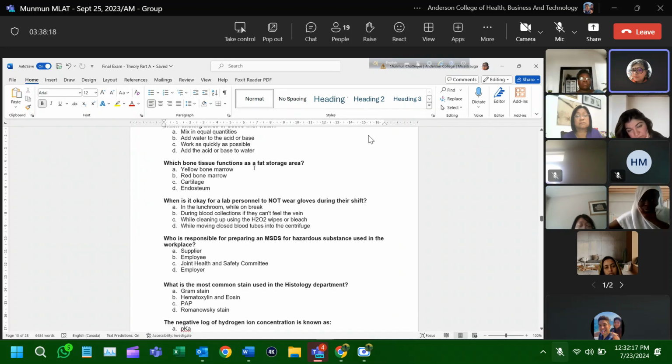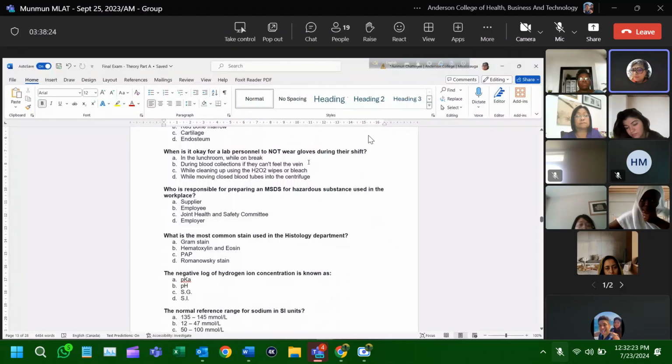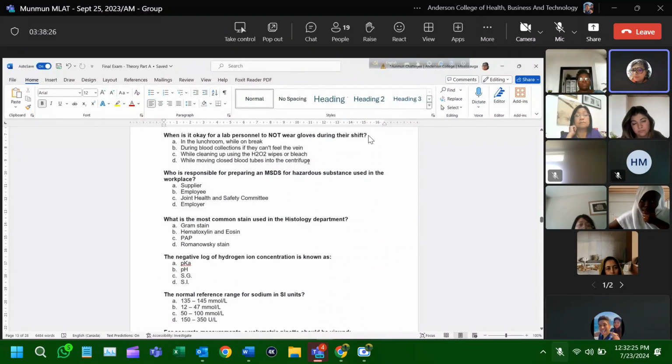Which bone tissue functions as a fat storage area? A. Yellow bone marrow. Yeah.